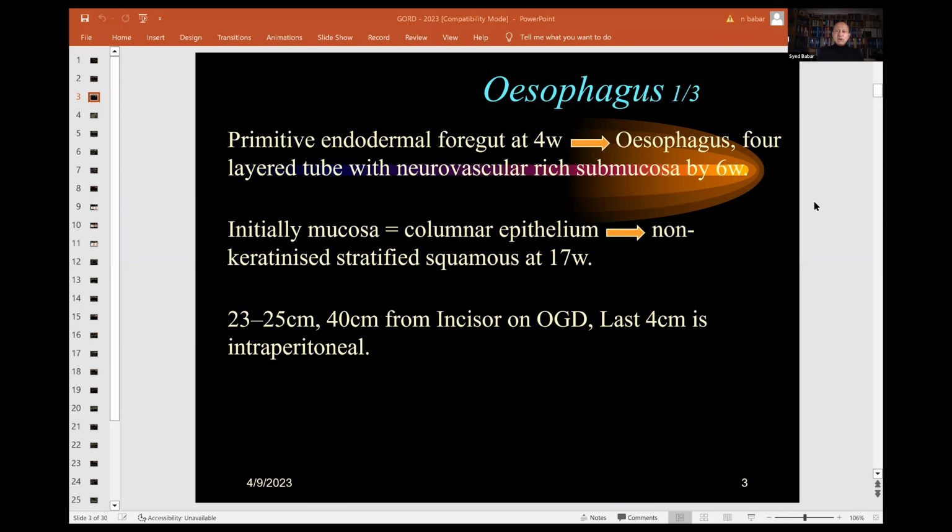So as far as esophagus is concerned, it's a 23 to 25 centimeter long tube, which begins from the upper esophageal sphincter and ends at the cardia, which is the lower esophageal sphincter. But when one does endoscopy, it's about 40 centimeters from the incisor tooth when the cardia is encountered.